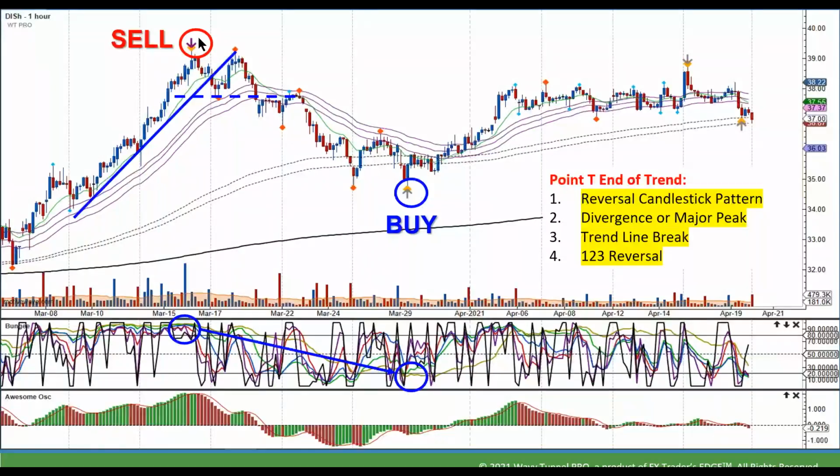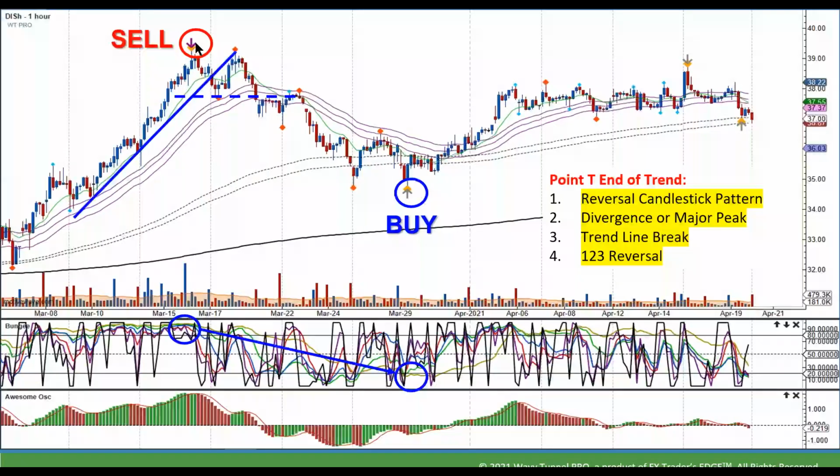So looking at this example, this is an hourly chart. We have a reversal candlestick pattern. We have a long tail. We have a major peak. We can't see the previous peak, but it's a major peak. We have a trend line break, and we have a 1, 2, 3 reversal right here.